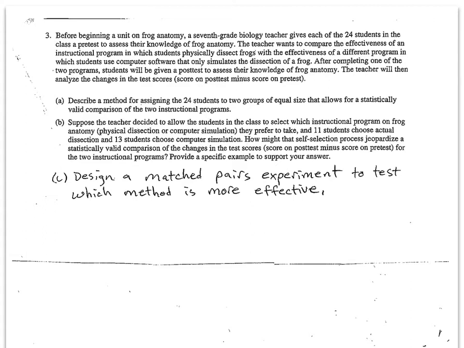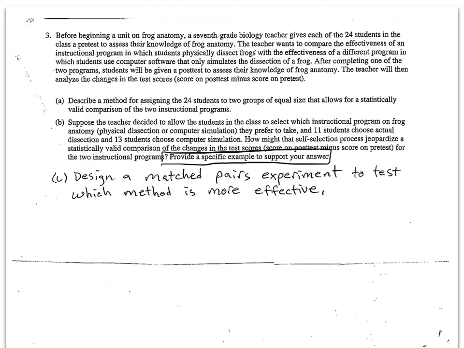But I think it would probably be better to do a matched pairs design here, more appropriate, because I feel like there's going to be a variable that could potentially be confounding. And that kind of gets into part B. It says, suppose the teacher decided to allow the students in the class to select which program they wanted to do. We've got to talk about the problems with letting the students self-select. Specifically, they want us to provide a specific example. So we need to say why the self-selection is bad, but then we also need to give an example of what could go wrong. And then I threw this part C in here.